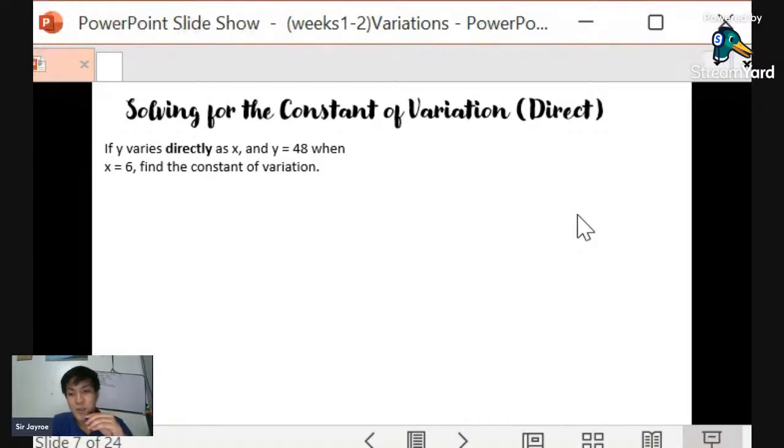Oy, sumasali si Denise Castro. Very good, Denise, no? So the keyword is divide. Okay, nice one, Jodel. Divide. That is divide. No, joke lang.